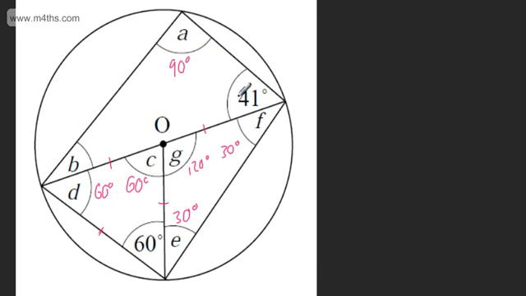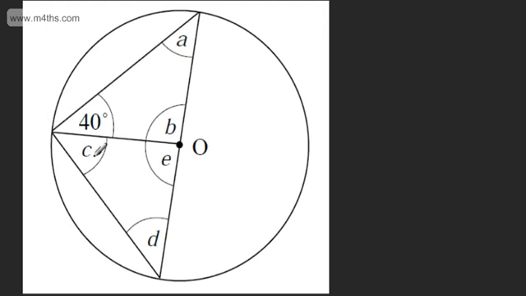Adding these two gives us 131. So this one right here is going to have to be, what's that going to give us? 49 degrees. Okay, so 49 and 41 give us a total of 90. 90 and 90 are 180. Okay, so as you can see, lots of different approaches on that one.